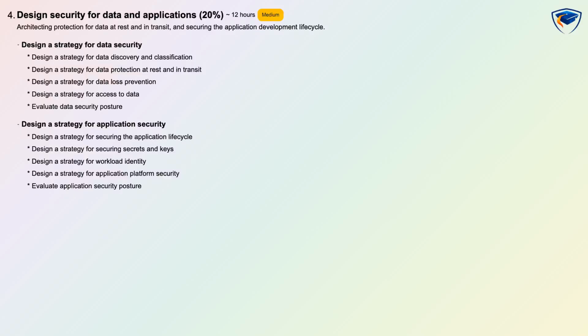Design security for data and applications carries 20% of the exam, is medium difficulty, and recommends about 12 hours of focused learning with conceptual and scenario-based assessment. Expect to design data security strategies for discovery, classification, protection at rest and in transit, data loss prevention, and access controls while learning how to evaluate data security posture.